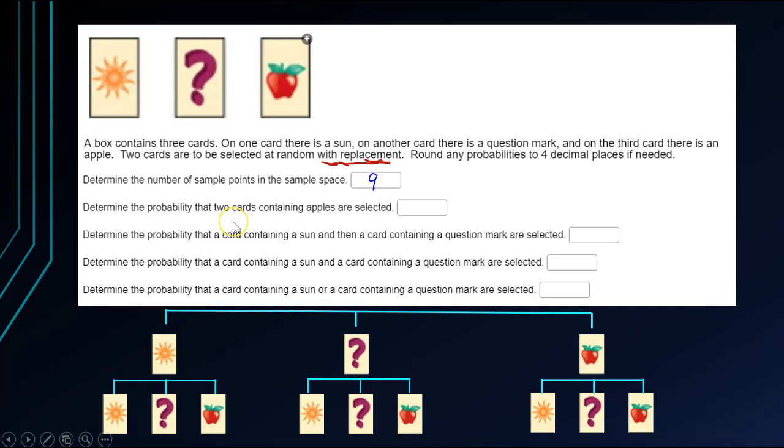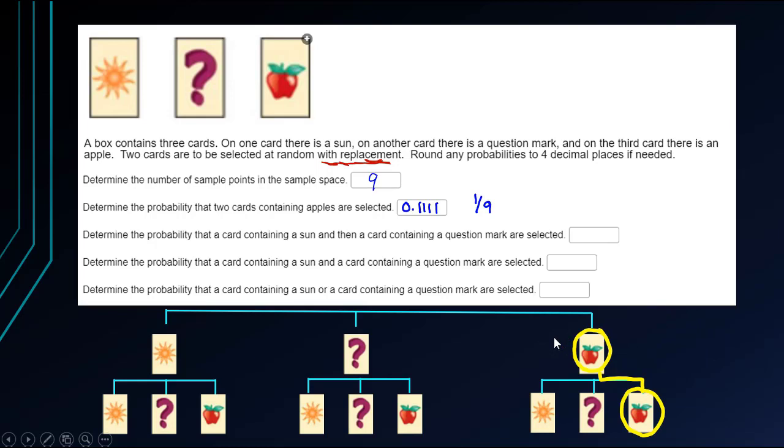Determine the probability that 2 cards containing apples are selected. This represents the first draw, and this represents the second draw. For this to happen, I have to go down the path of having the first one be an apple and then having the second one be an apple as well. That's one path out of 9. So that's a 1 out of 9 probability, which is 0.1111 approximately, with 4 decimal places.